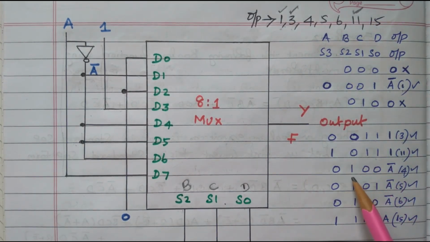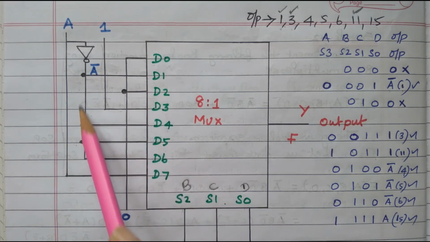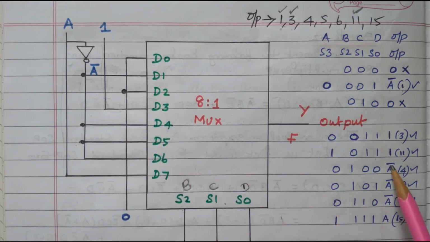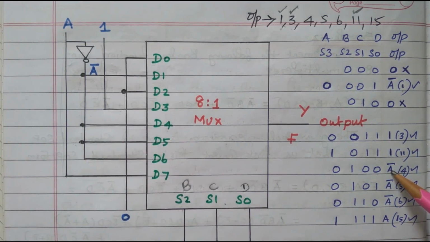Then we'll go to the next combination, the fifth one, 1 0 0. 1 0 0 means the D4 will be produced at the output. What is the D4? D4 is A bar. For the other two combinations also, A bar is the output: 1 0 0, 1 0 1, 1 1 0. In all three cases, A bar is the output. See, D4, D5, D6 are connected as A bar. What is the A bar value? If A is 0, A bar will be 1.